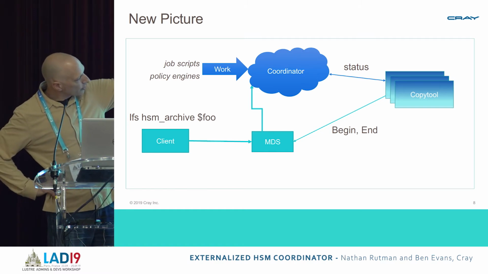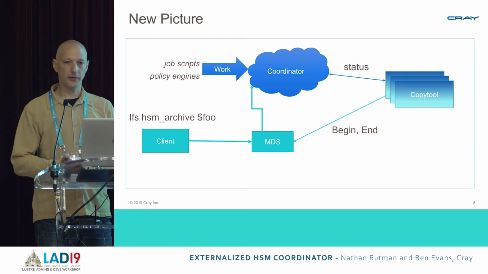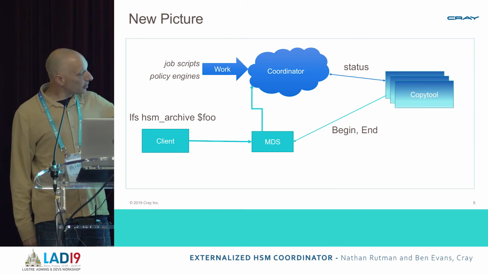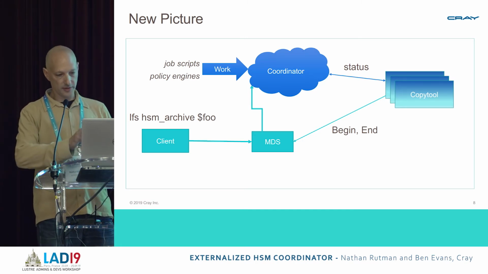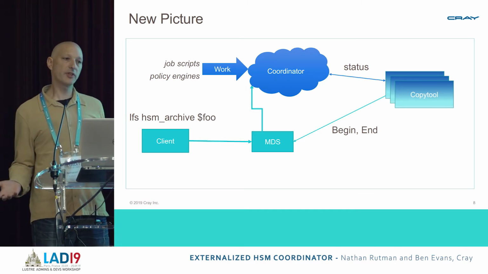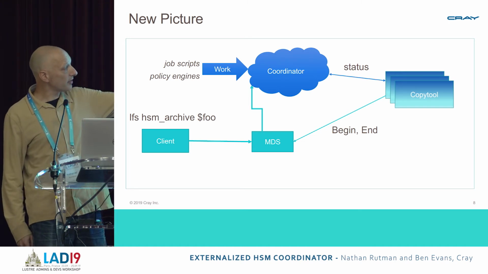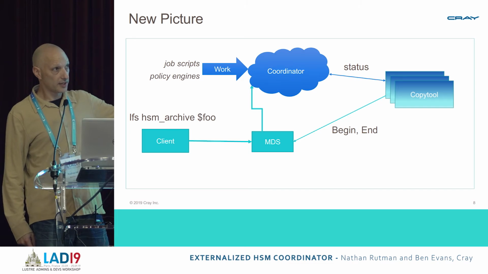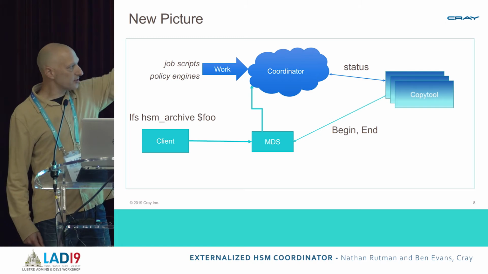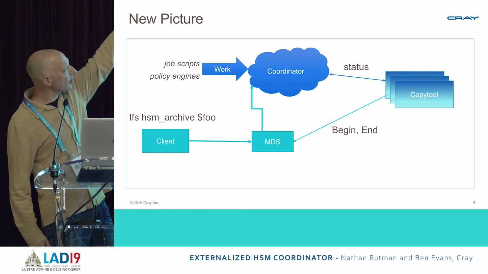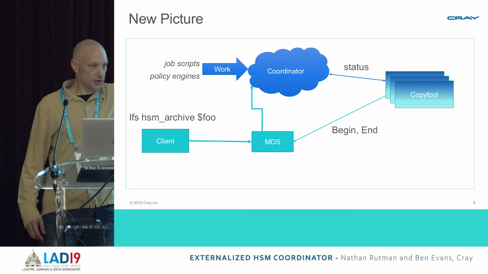So we have this vertical line here going from the MDS to the coordinator, which is what the external coordinator is all about. It uses a netlink socket from the MDS when you've set the coordinator to external. It uses netlink, it sends it up to a user space process. You can put whatever you want in that user space process. So in our case, what we're doing at Cray is we have a user space process that merely sends the request on to our REST web API, just like everything else is sending requests to our REST API, that then goes to our external coordinator.